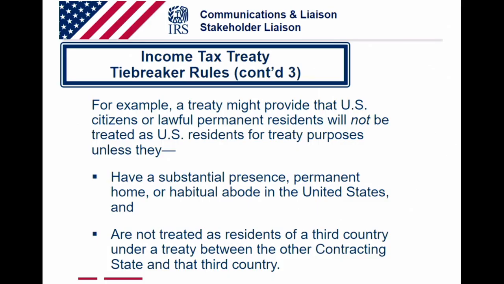So under the United States-United Kingdom treaty, an individual, even if they're a U.S. citizen or resident, won't be treated as a U.S. resident for treaty purposes unless they have a substantial presence, permanent home, or habitual abode in the United States, and are not treated as residents of some other country, meaning besides the United States and the UK, under a treaty between that other country and the UK. Okay?